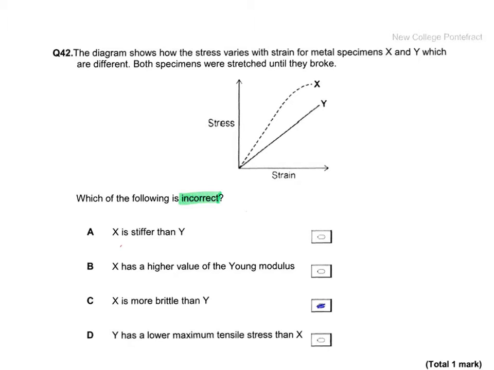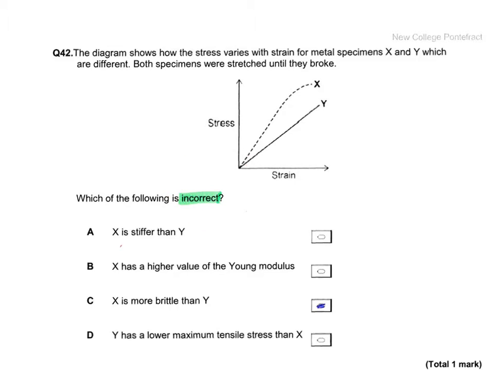So this is the Mechanics Homework Booklet, questions 42 and 43. 42 first, then we've got a diagram with a stress strain curve for two different metals, X and Y, X with a dotted line and Y with a straight line. And it asks which of the following is incorrect. Look out for those questions, they can make life more tricky.